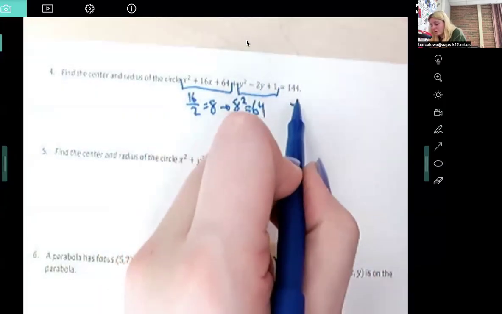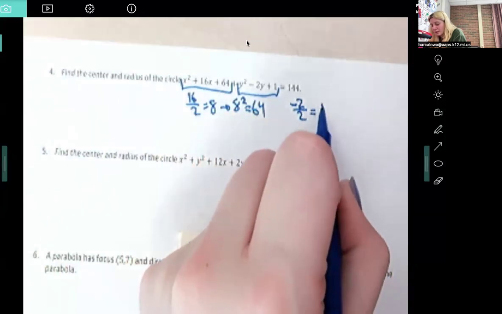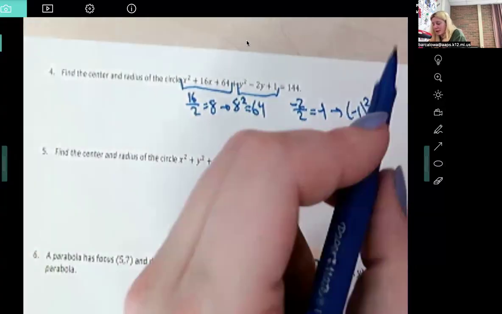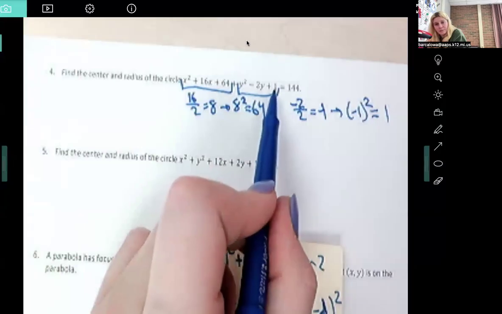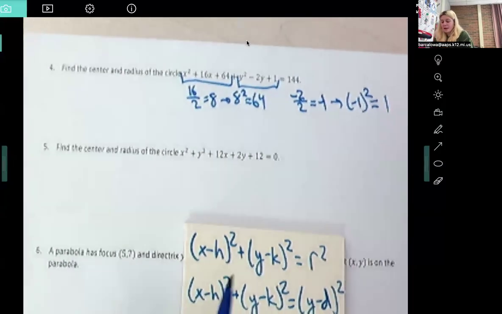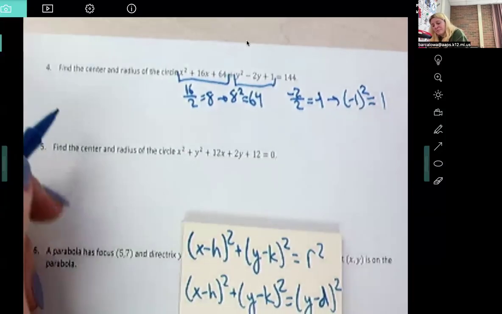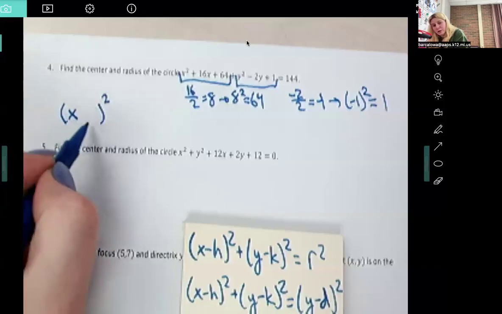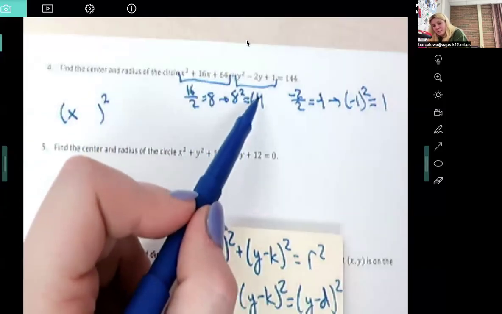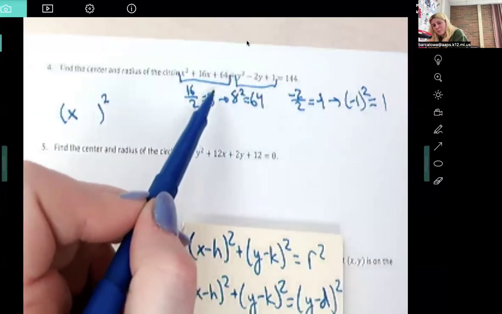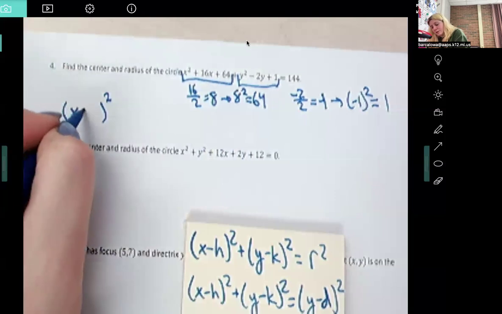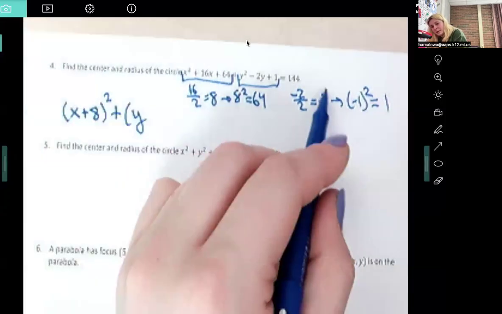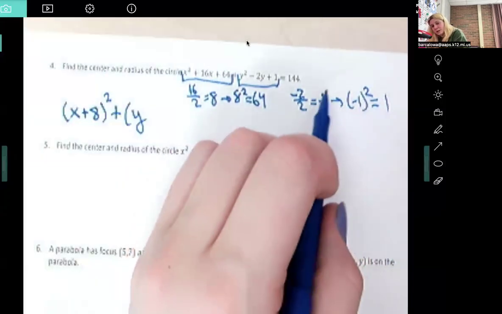So if I have -2, -2 divided by 2 is -1. -1 squared, you need parentheses when you square a negative, is 1. And hey, I have a 1 right here. So I'm all good. Let's just rewrite in this form, okay? So x, and then some other number has to go here. My 64 is the number I'm looking for here. So this intermediate step where I have 8 is the number that will go here. So x plus 8 squared plus y minus 1, right? Not the final one, but the intermediate step.